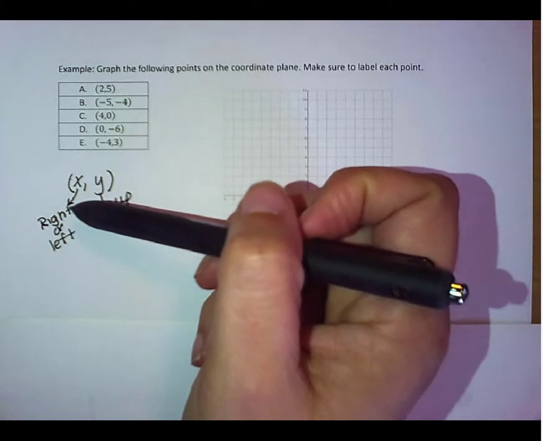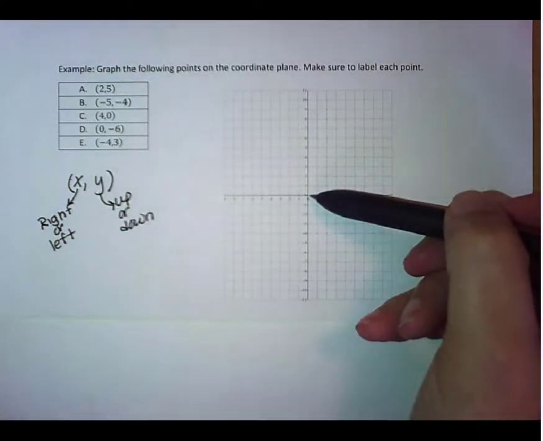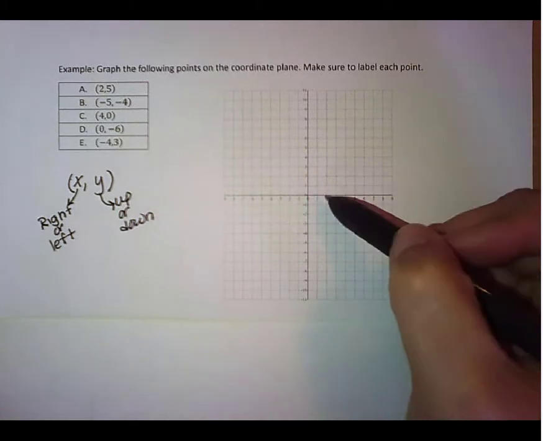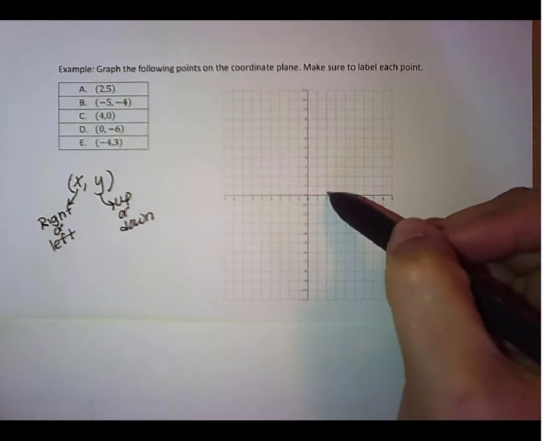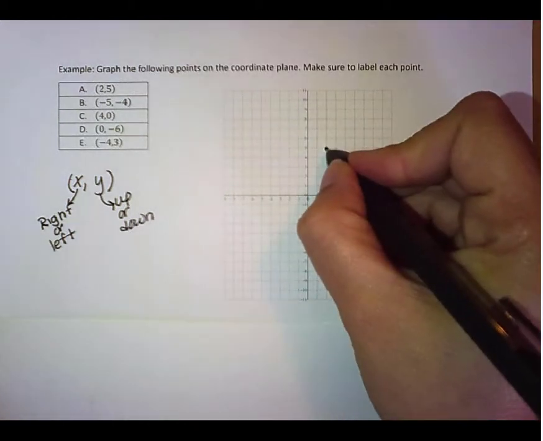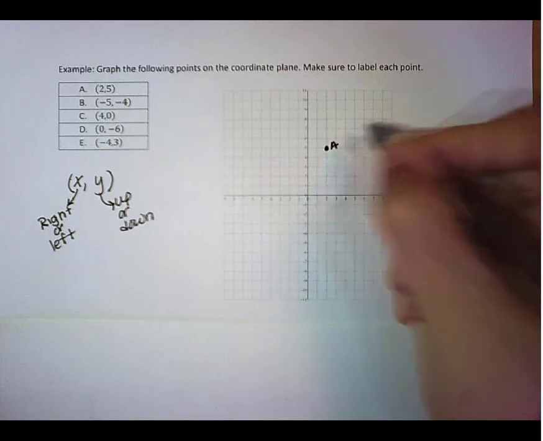Remember that we're always going to start our graph at the origin, or the place where the x and y axes cross. So for the first one, we're going to go 2 and 5. So we're going to go to the right 2, so 1, 2, and then up 1, 2, 3, 4, 5, and put our point right here. Label it as an A.